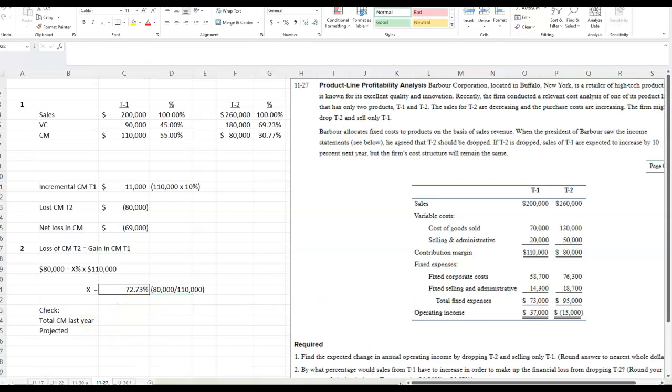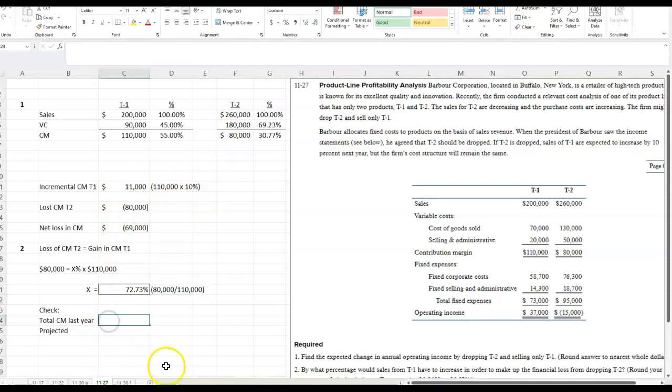Check figure for that. We're saying that sales have to increase by 72.73% in order to cover this. Not 10% as they said.